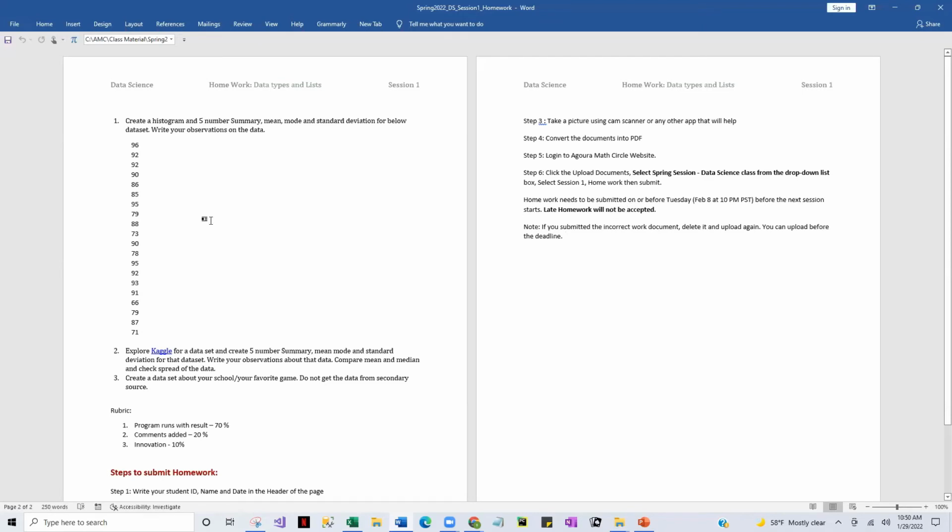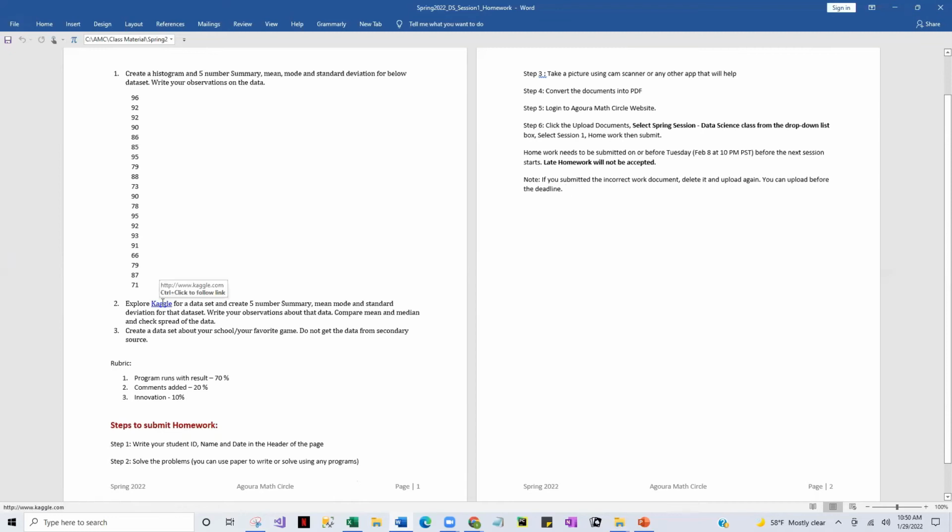Okay. So you are going to create a histogram and the 5-number summary, mean, median, mode for the setup data. What's the 5-number summary again? Yeah, I'm going to talk about it. I just want to give you this so you will pay attention to what we are going to do in the class.